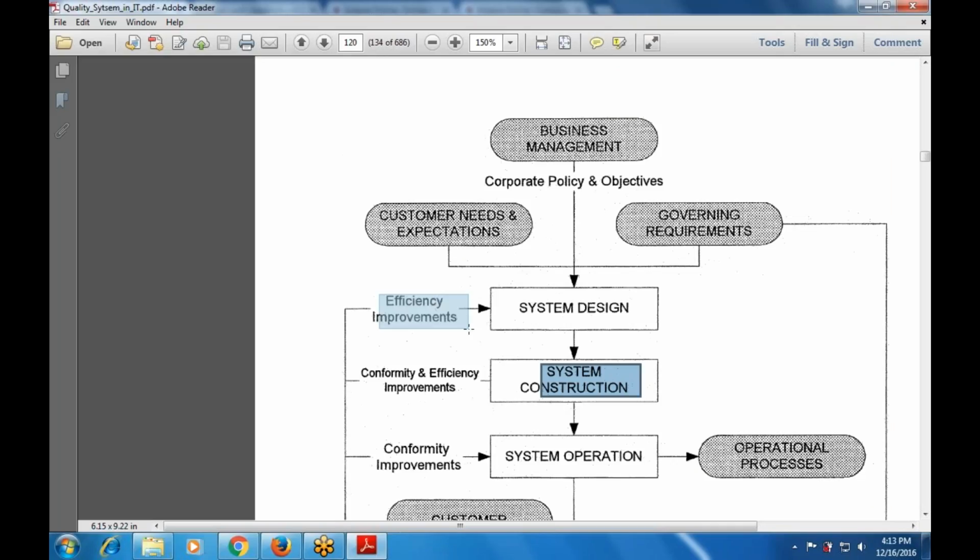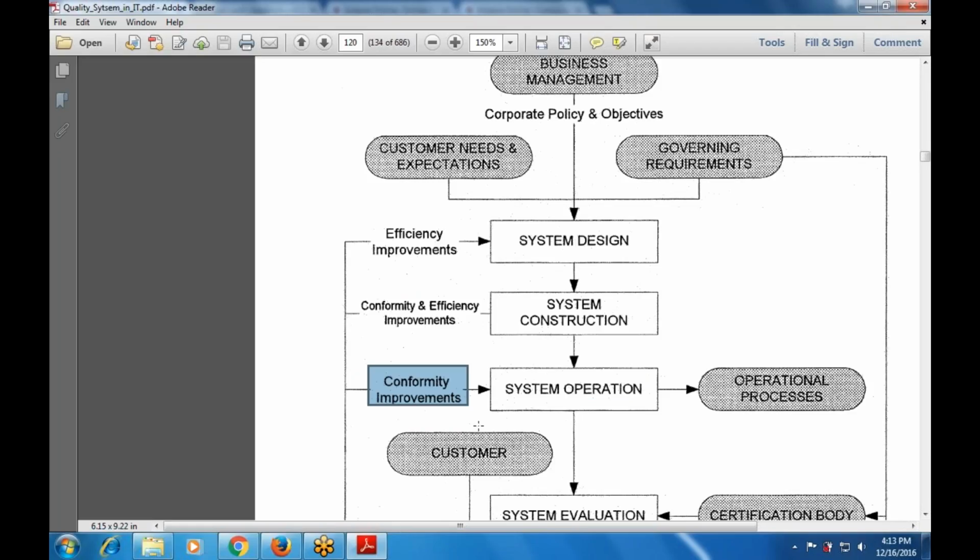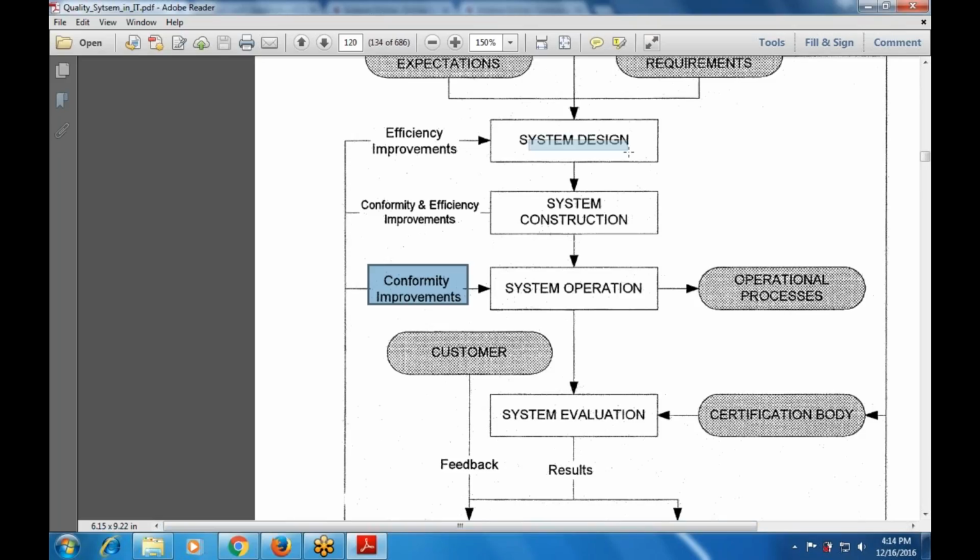Now one is for the efficiency improvement, one is for the conformity and efficiency improvement, one is for the conformity improvement. There are three parts. System design is used for the efficiency improvement. Conformity is used for the system construction. Improvement is used for the system operation. These three parts are related with each other and all compile into one part, the system evaluation. So system design, construction, and operation feed into the system evaluation.